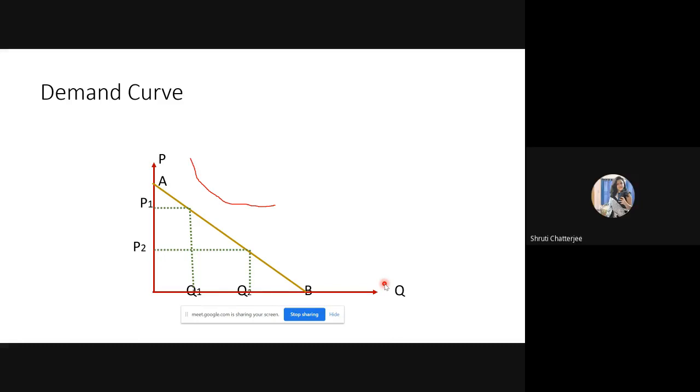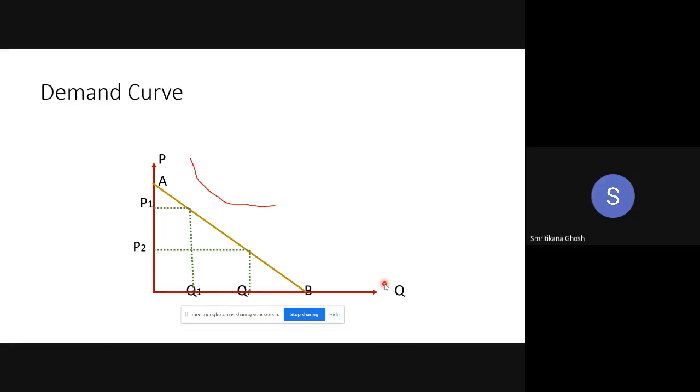Ma'am, why is the demand curve downward sloping? Because of the inverse relationship. Downward sloping means one variable is increasing, another variable is falling. And this is the law of demand.